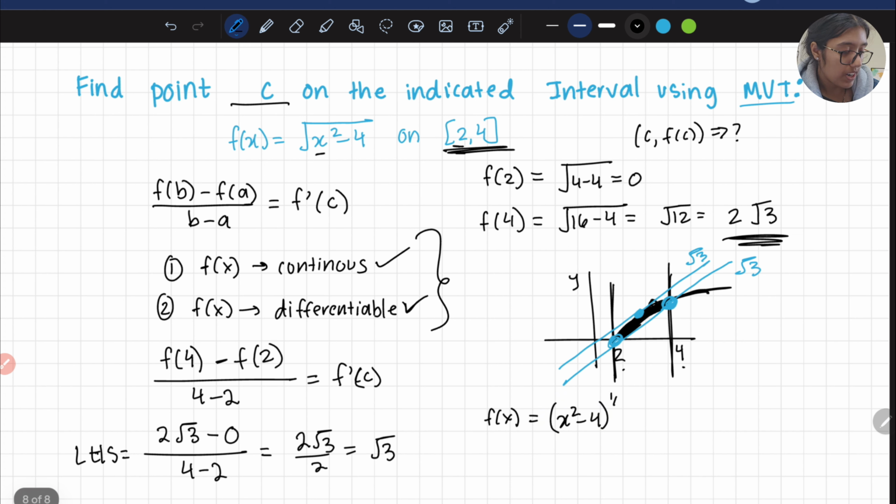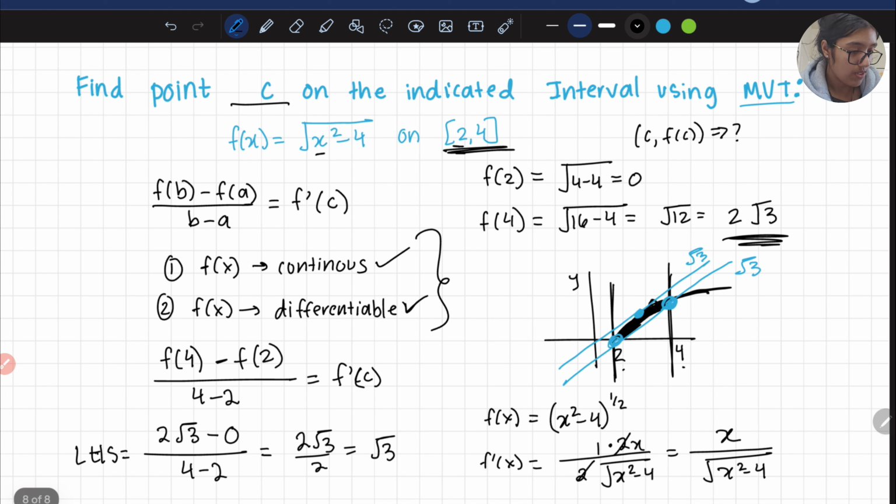And this is to the power 1/2. And now we can start to take the derivative. Once again, simple derivative, you need to apply the chain rule, but nothing too difficult, hopefully. So we have 1 over 2 square root x squared minus 4 times 2x for that chain rule. 2 and 2 cancel, we're left with x over square root x squared minus 4. But we want to see when this slope is equal to square root 3. So I'm just going to set that equal to square root 3.